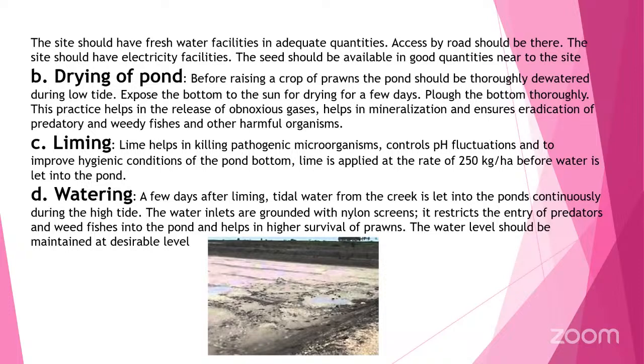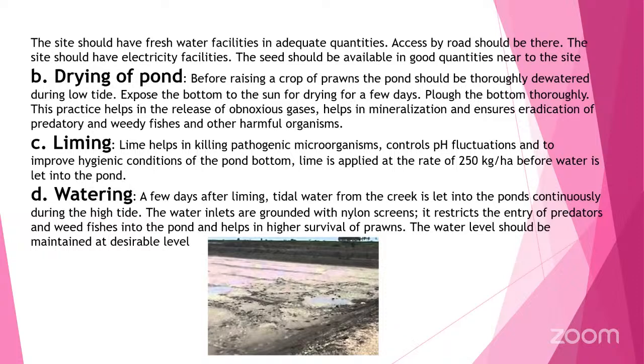Next, after drying of the pond, we need to concentrate on liming. What is liming? Lime helps in killing pathogenic microorganisms. It controls pH fluctuations and improves hygienic conditions of the pond bottom. Lime is applied at the rate of 250 kg per hectare before water is let into the pond.